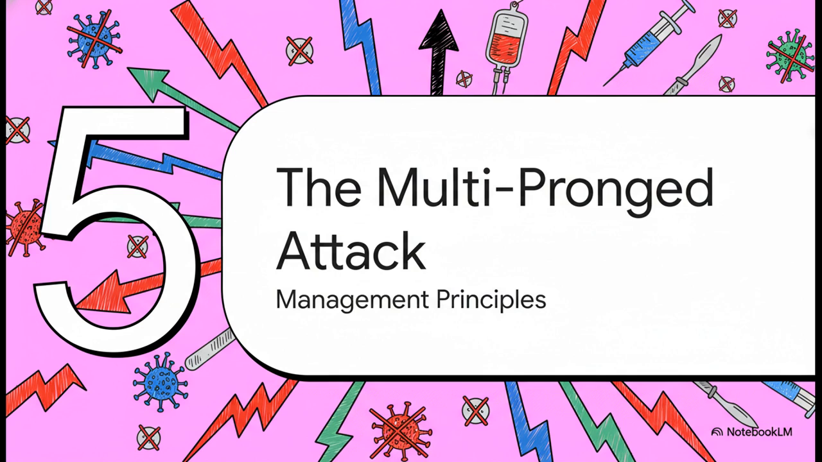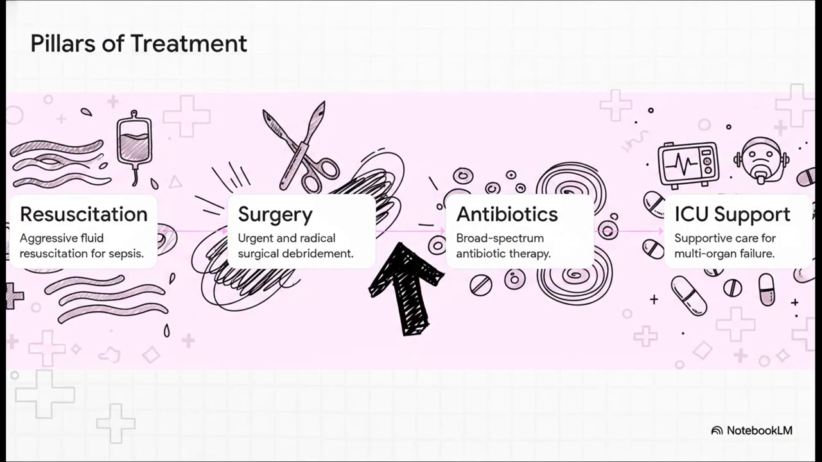So the diagnosis is confirmed. Now what? The management is nothing short of an all-out assault on both the infection and the chaos it's causing in the body. Treatment really rests on 4 crucial pillars. 1. Aggressive resuscitation with fluids, because these patients are in deep septic shock. 2. And this is the most critical, urgent, radical surgery to cut away all the dead tissue. 3. Powerful broad-spectrum antibiotics. And 4. Full supportive care in the ICU. But remember, surgery is the absolute cornerstone. Without it, everything else will fail.